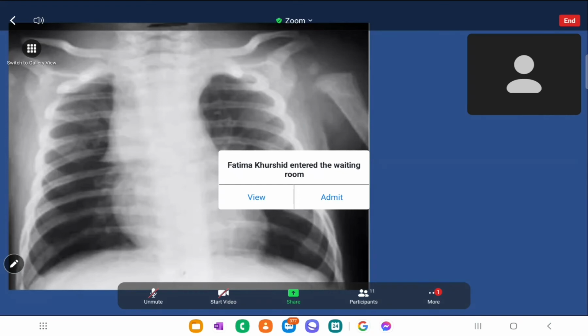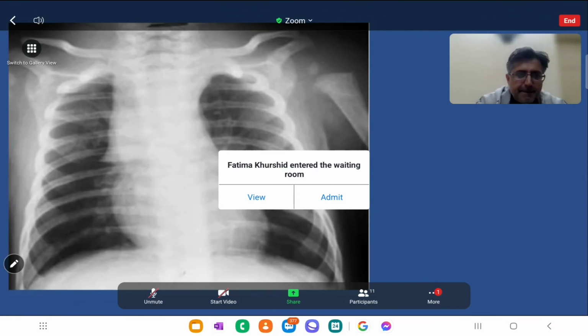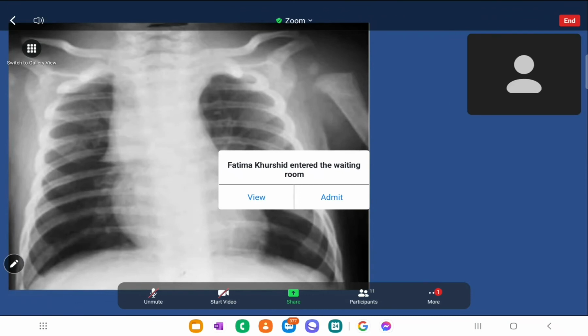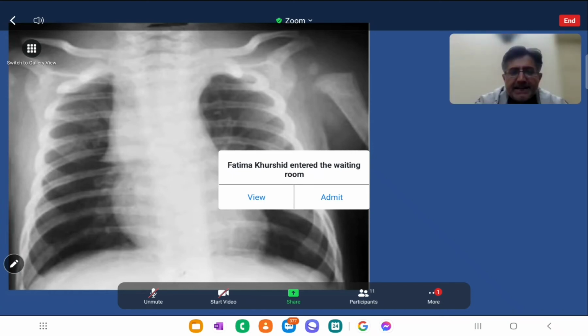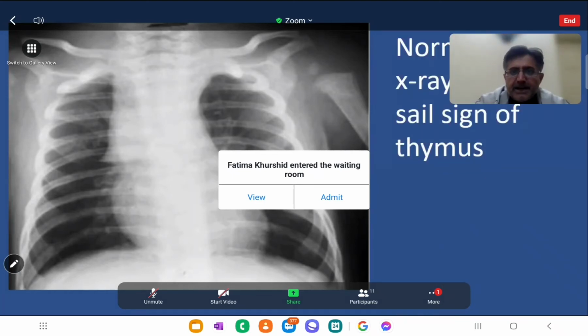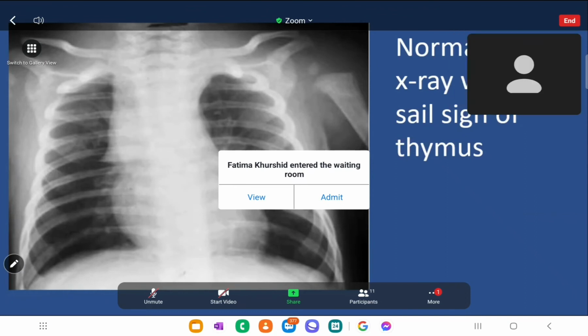Sir, does the thymus shadow go that far down? Thymus can go anywhere. Even, Dr. Saab, you will find X-rays in which the thymus is over here. Sometimes you can find the thymus even over here. That depends on the position of the child. So with the position of the child, the thymic shadow can go anywhere.